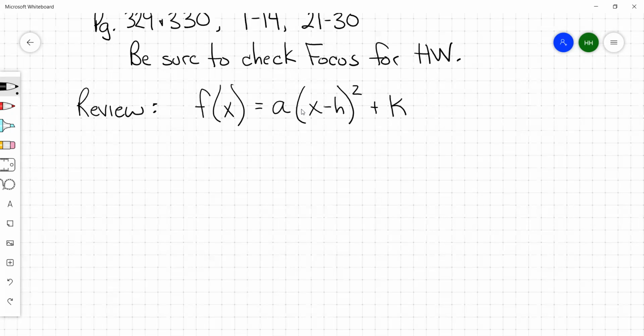Okay? So we said yesterday that if you have an equation in this form, now this f of x could also just be a y, that the sign right here, if this a is positive, the graph goes up. And if this a is negative, then the graph goes down. Okay? Remember that? And then we said that this value of a right here, if this was less than 1, all right, anybody remember?